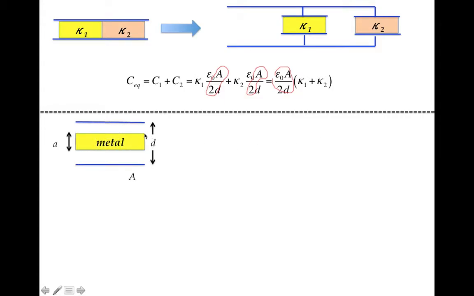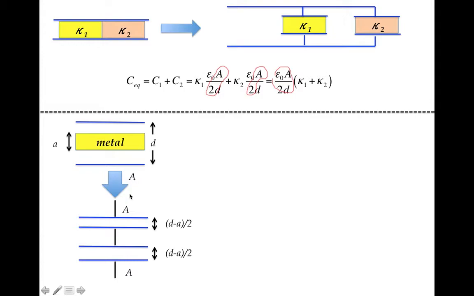Okay, now let's look at another example where I have a parallel plate capacitor, and I inserted a metal. Remember, the dielectric materials are insulators. If I insert a metal, the separation between the capacitor plates is D, and the thickness of the metal is A. So that means this is really something like this. It becomes D minus A, divided by 2 for this gap, and D minus A divided by 2 for this one. But remember the metal.